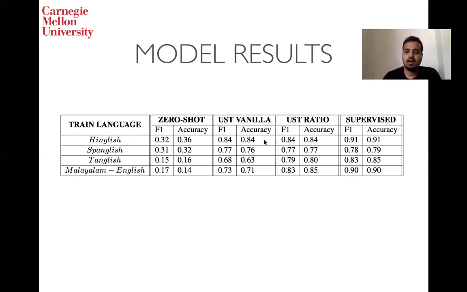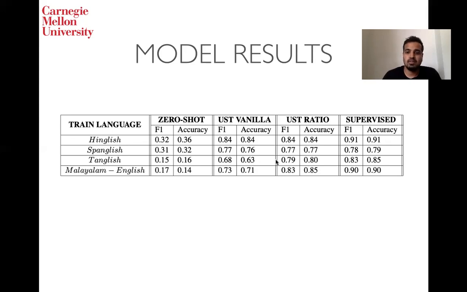And these 2 columns are unsupervised self-training, vanilla selection, and ratio selection. We can see that the English and Spanglish results for vanilla and ratio selection are roughly the same, and that's because the two data sets are balanced. So there is no real difference between vanilla and ratio selection.